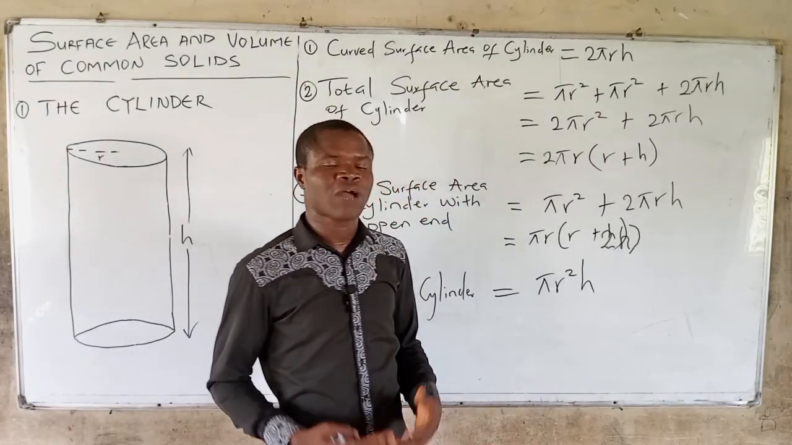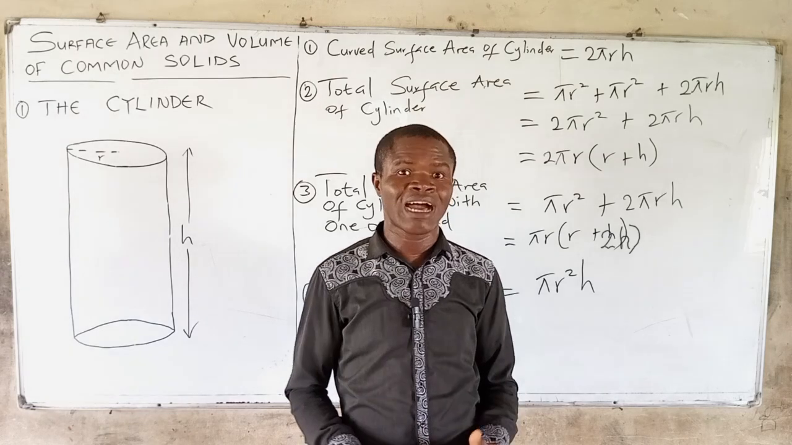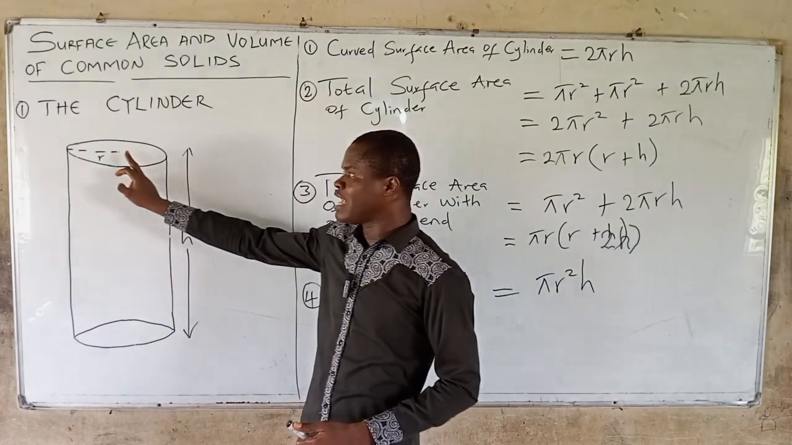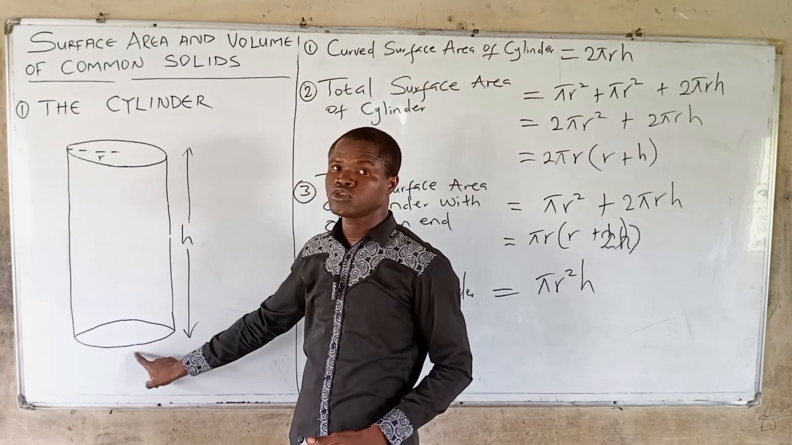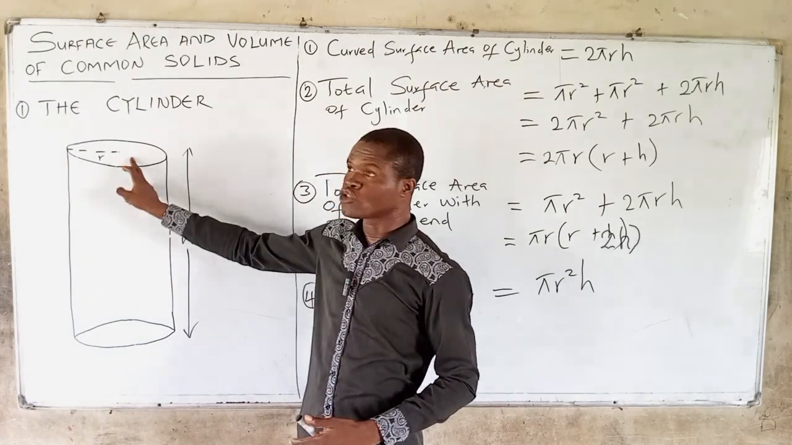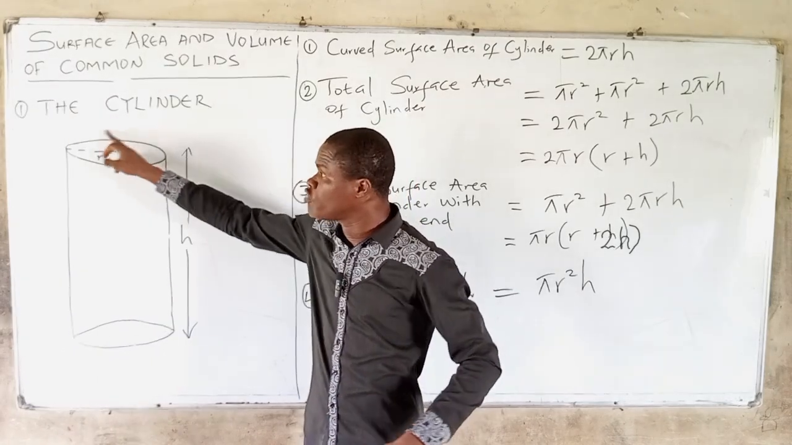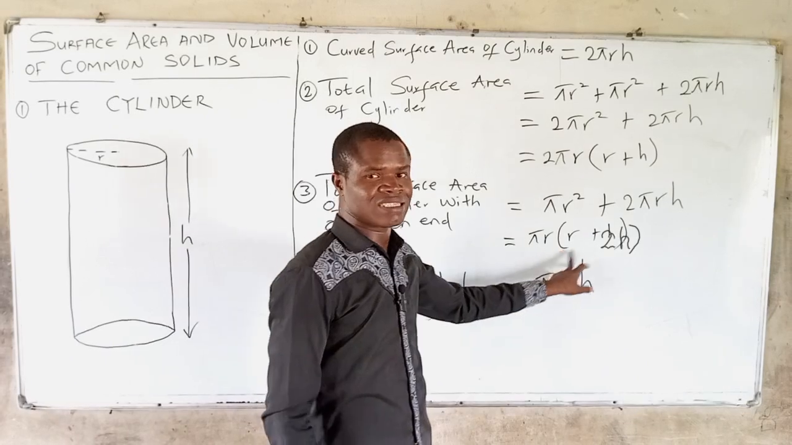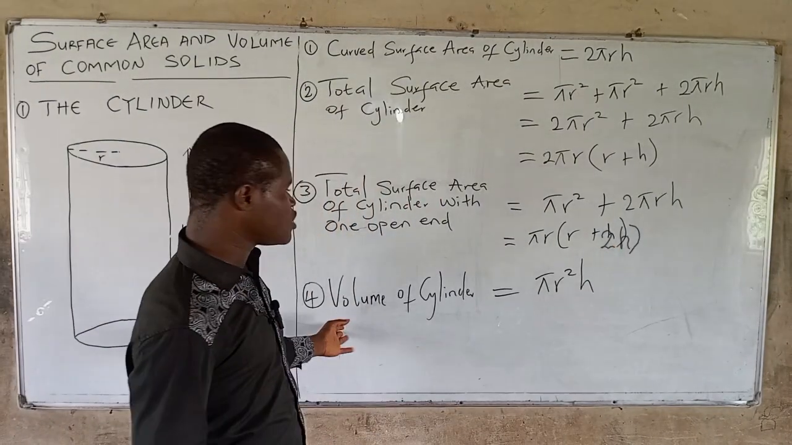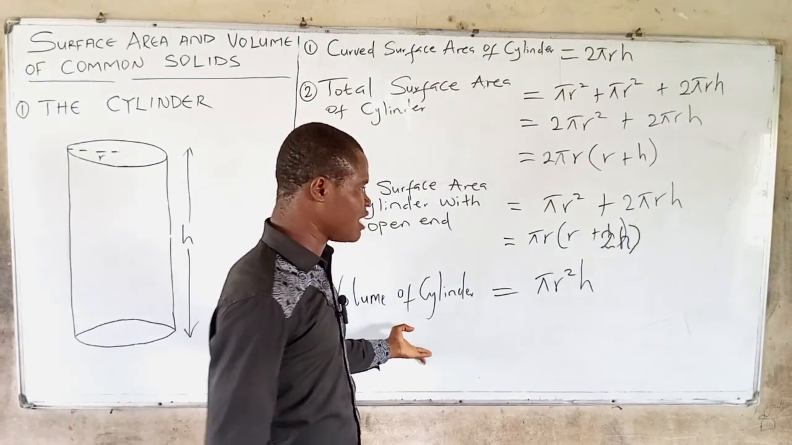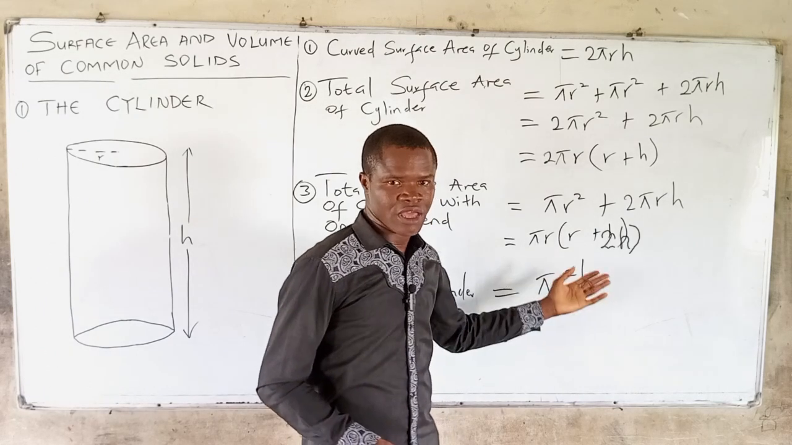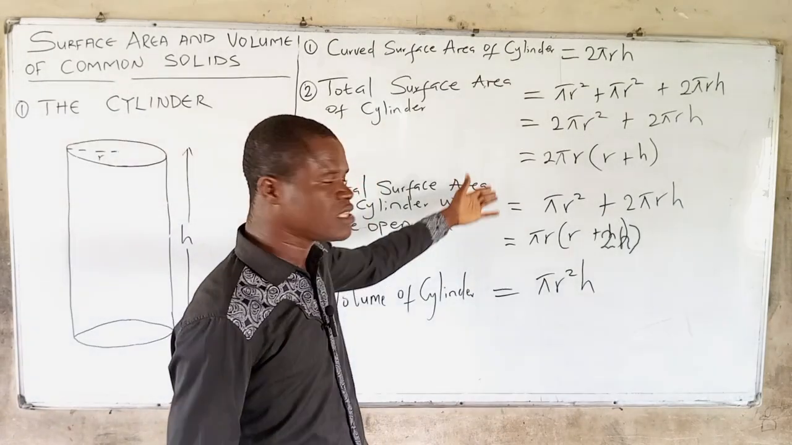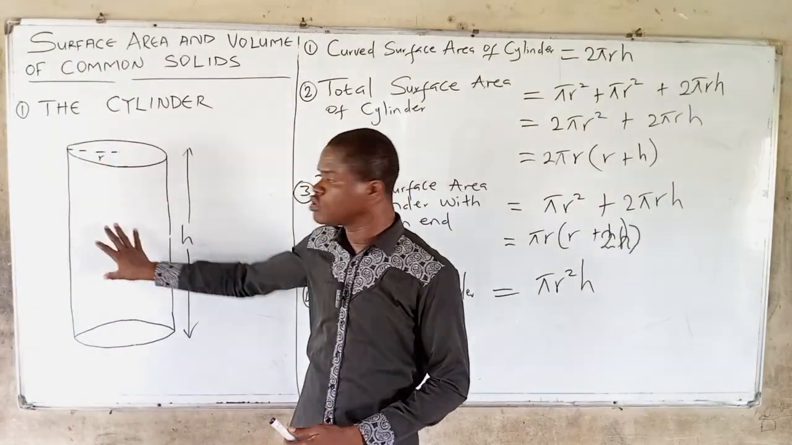You could also be asked to calculate the total surface area of the cylinder with one open end, or when one end is open. That is to say, either the top is open and the bottom is closed, or the bottom is open and the top is closed. In such a case, the area of one of the circular shapes will be missing. So with this formula, pi r bracket r plus 2h. And then lastly, you could be asked to determine the volume of your cylinder, and the formula is pi r square h. So we're going to be taking examples to illustrate how to apply these formulas in making calculations on your cylinder.